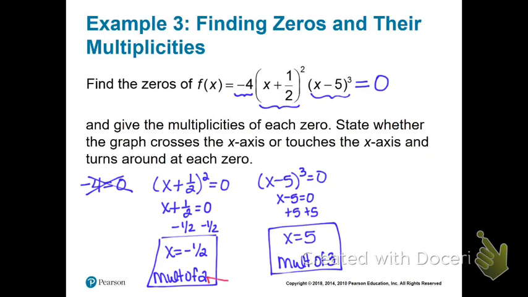So multiplicity of 2. 2 is what? Even or odd? Even, which means what's going to happen there if it's got even multiplicity? Yeah, this is going to be a touch and turn. And 3 is what kind of a number? Even or odd? Odd. And what happens when we have odd multiplicity? Cross. Yeah, it's going to cross.